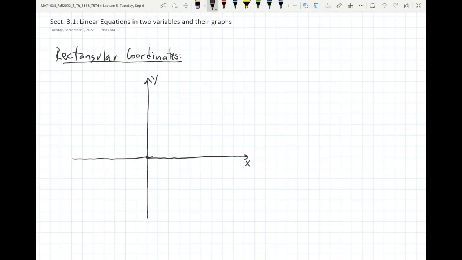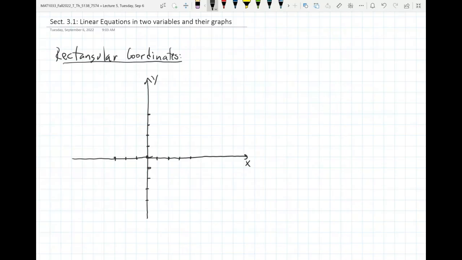The moment that we do this, you can think of each of these lines as being a number line. So you have here 1, 2, 3, and so on, and -1, -2, -3, etc. The same thing in the y direction. When you go up, it's positive. When you go down, it's negative. The moment that we do this, every point on the screen is going to have a name.